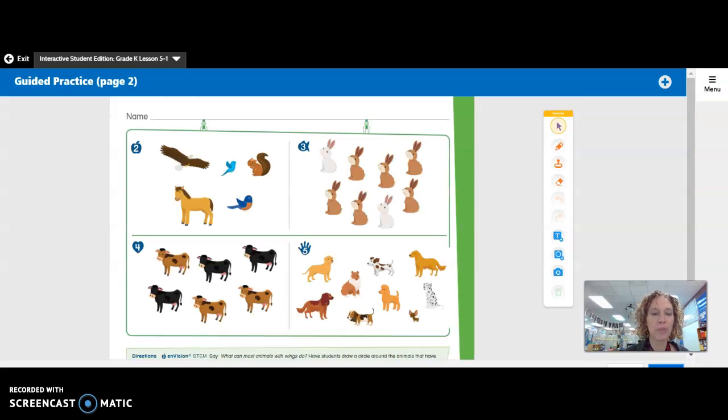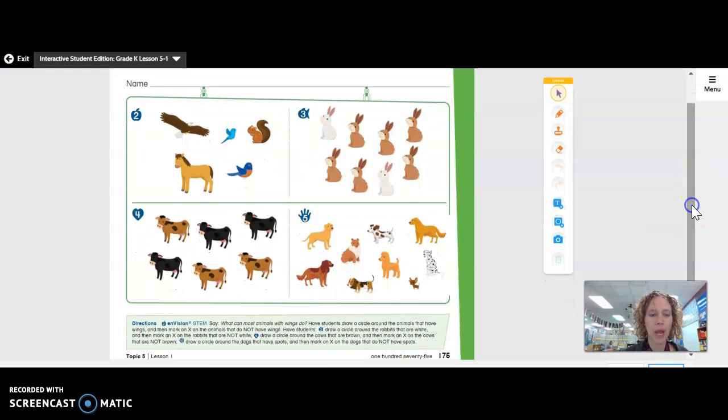This is more of your guided practice. Let's push this up just a little bit. All right. So for number 2, we need to draw a circle around the animals that have wings. Let's take a peek. Does this bald eagle have wings? Yes. So let me get my pencil out. Let's circle it.